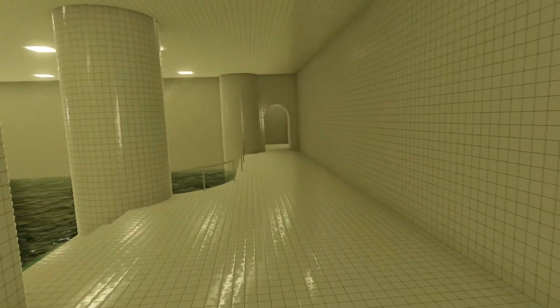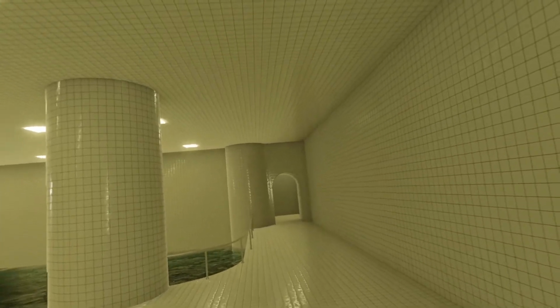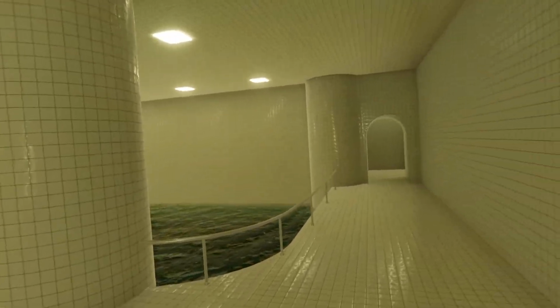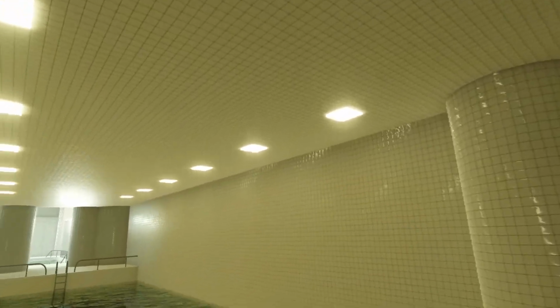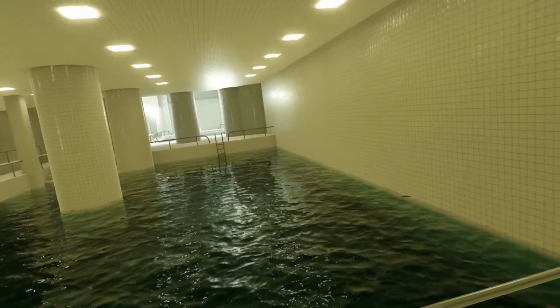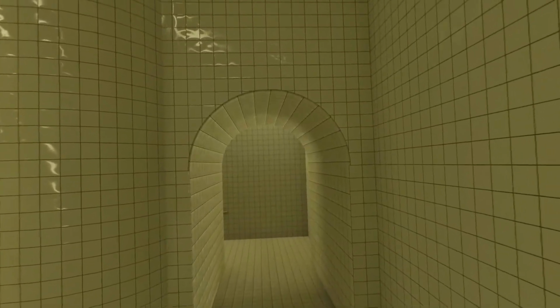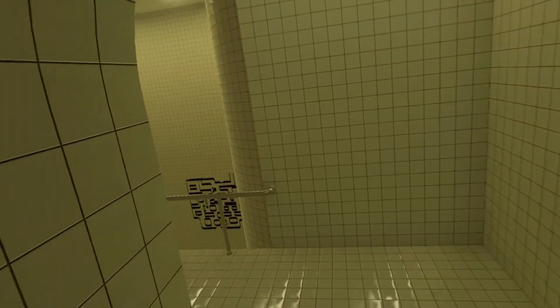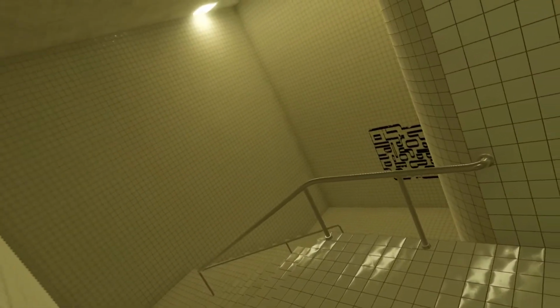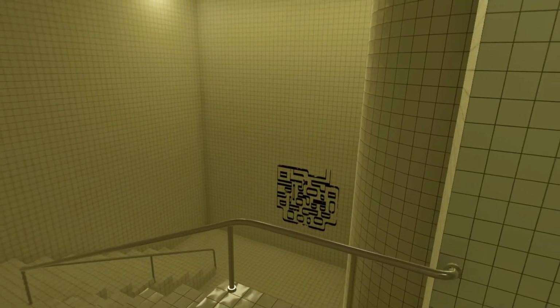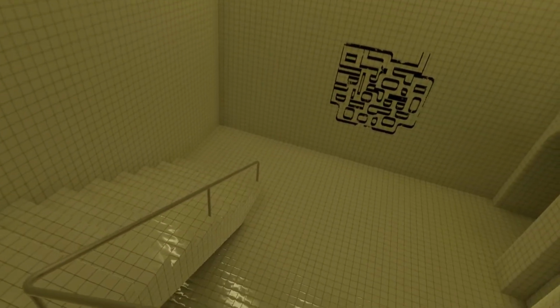Note to self. Have to be careful of the environmental break. What's this here? The shine of the light on those tiles. I like that.